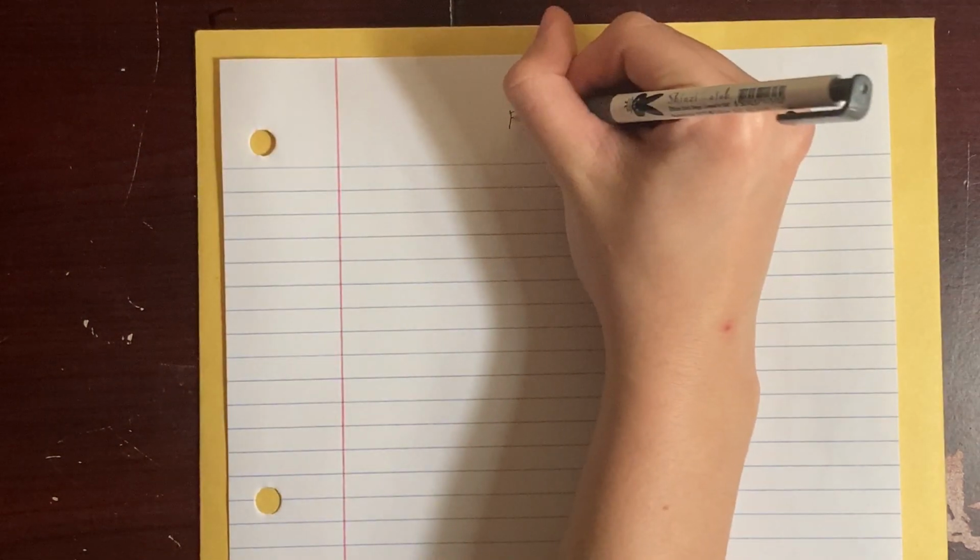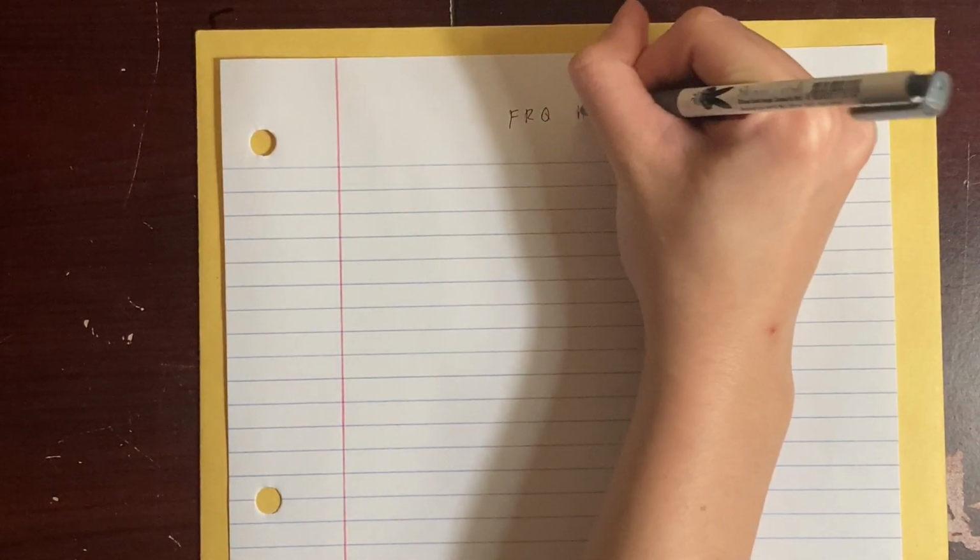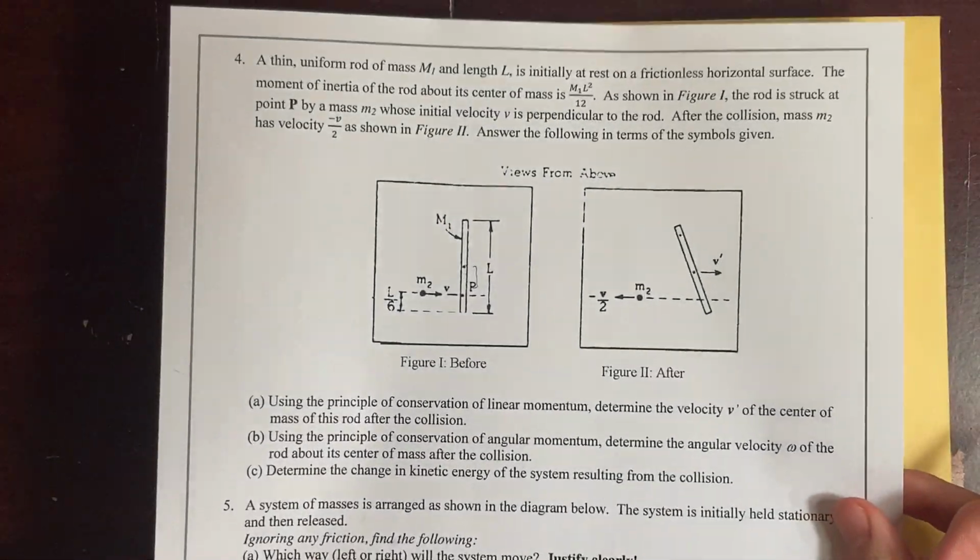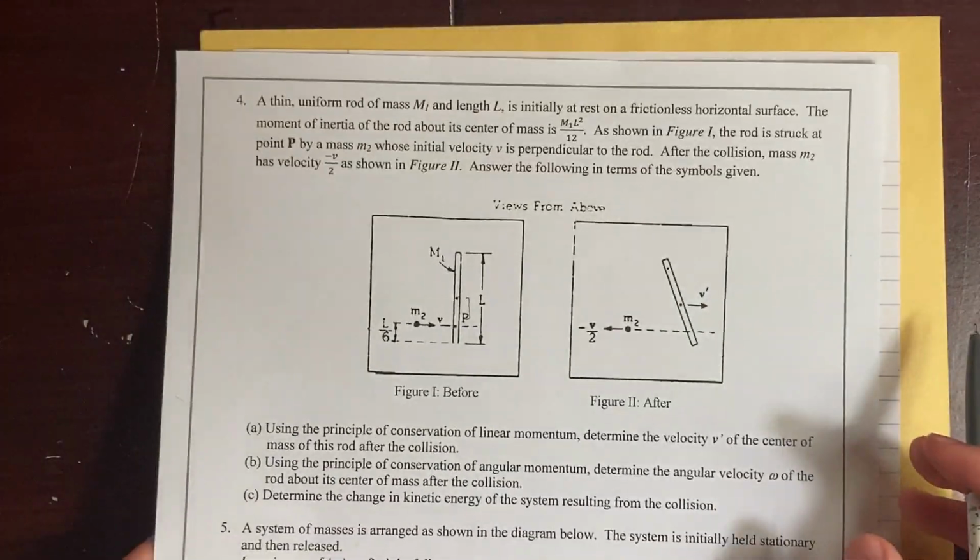So for FRQ number 4, it gives us that a point P mass collides with the rod, and it wants us to work with the momentum.